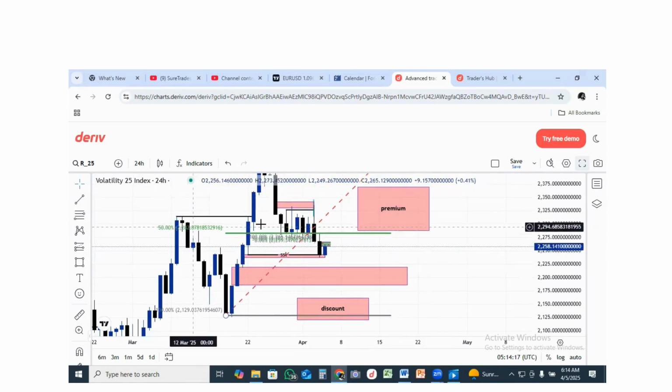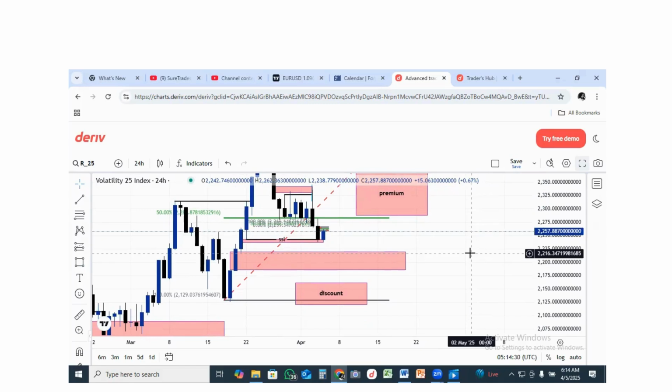Now, a breakaway gap, I learned this recently from Solomon King, and I also learned this from ICT. I learned from a lot of people, but I love the way my mentor Solomon King puts it.